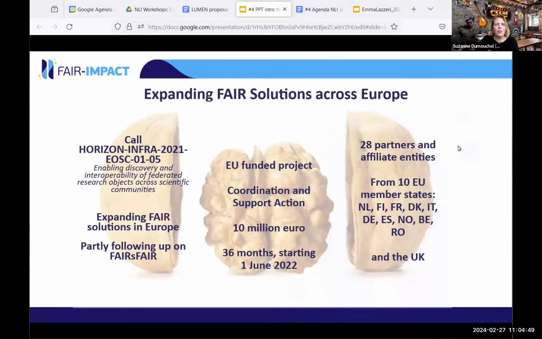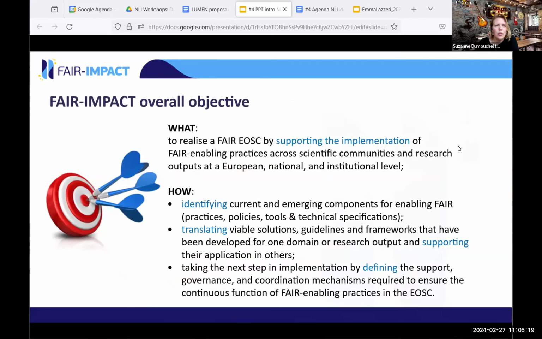Regarding the FAIR Impact project, it is the answer to the call Horizon Infra 2021 EOSC 01-05 about enabling discovery and interoperability of federated research objects across scientific communities. In short, the goal is to expand FAIR solutions in Europe. It is an EU-funded project with 10 million euros of budget and 28 partners and affiliated entities, led by DANS in the Netherlands. The overall objective of the FAIR Impact project is to realize a FAIR EOSC by supporting the implementation of FAIR enabling practices across the scientific communities and research output.